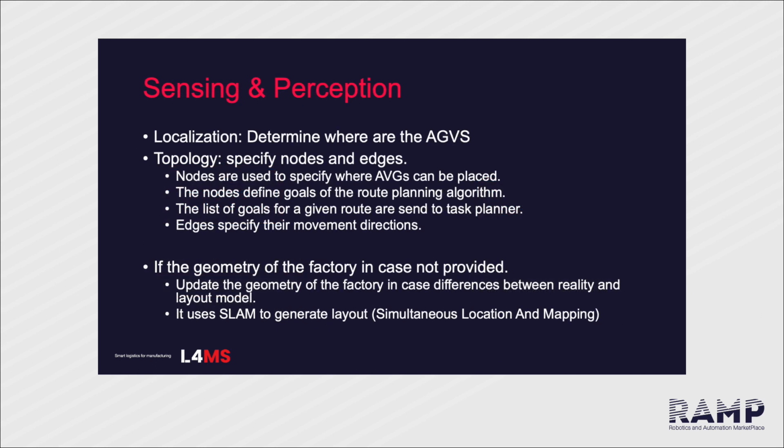What does this module do? First of all, localization. It makes sure where the AGVs are located. It then defines the topology, meaning that it specifies the nodes and edges of the factory floor plan. When the geometry of the factory is not provided, Sensing and Perception, or SP, can update the geometry in case it encounters differences between reality and the layout model.